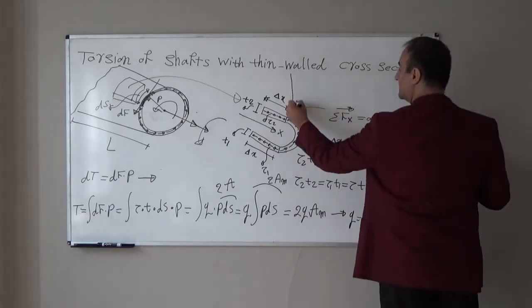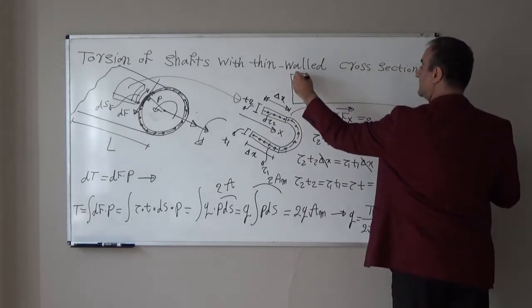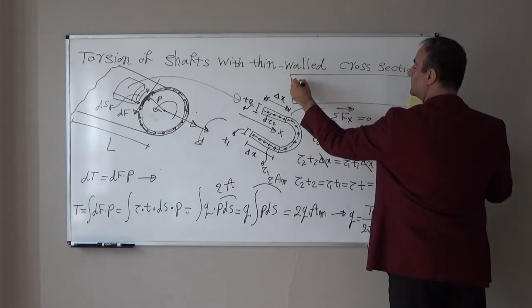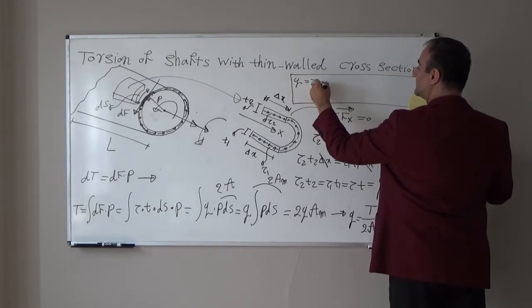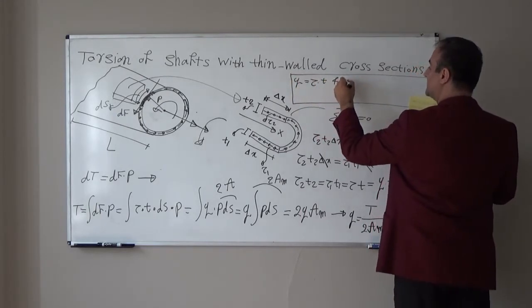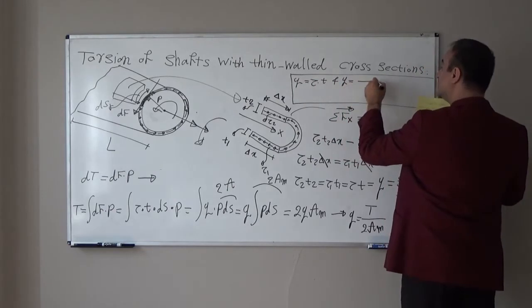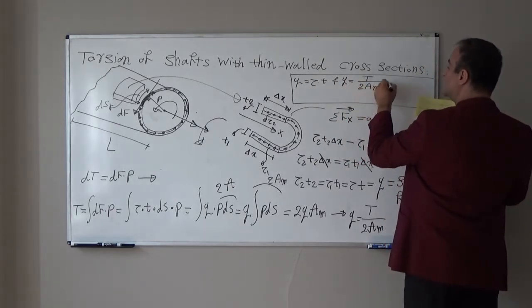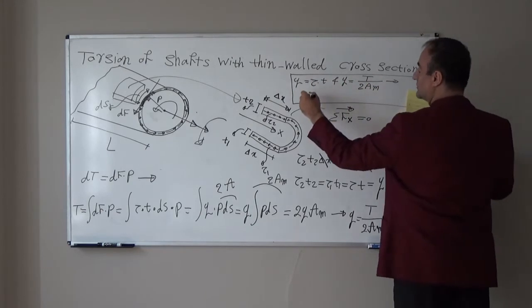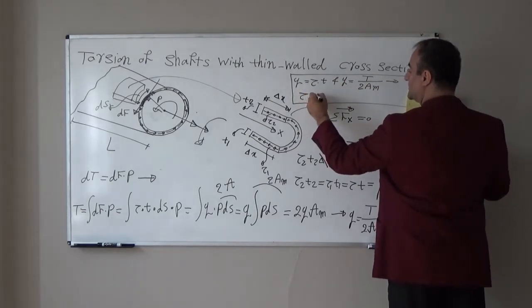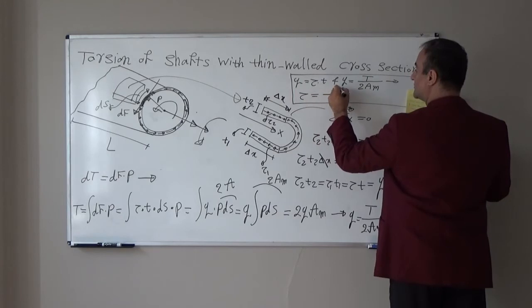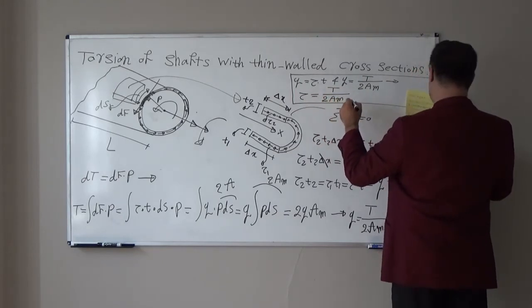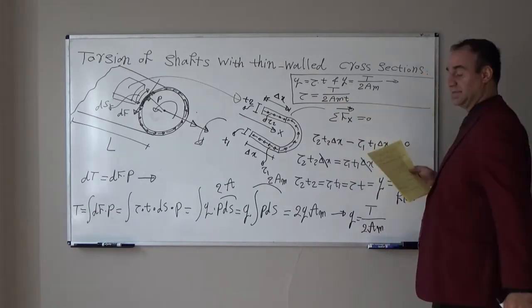Because q was equal to tau times t, and q is equal to torque divided by 2AM, if we put these equal, I can write that tau, the shear stress, is equal to T over 2 AM times t, the thickness.